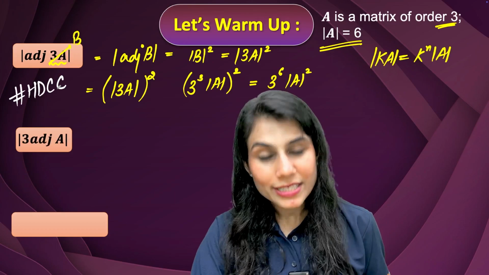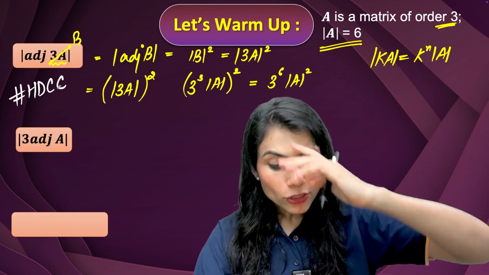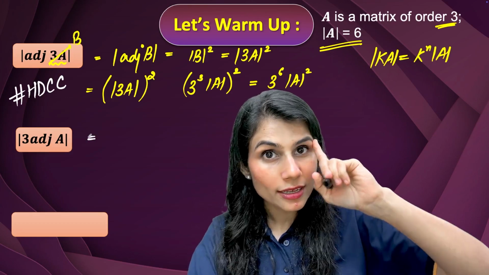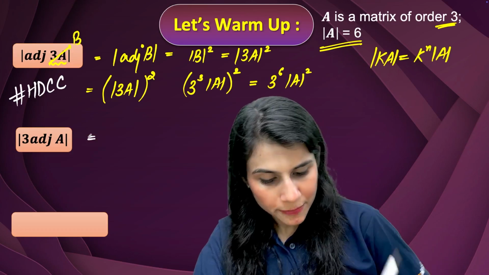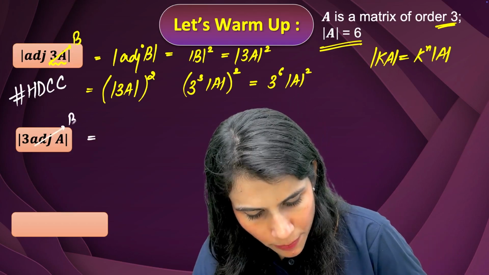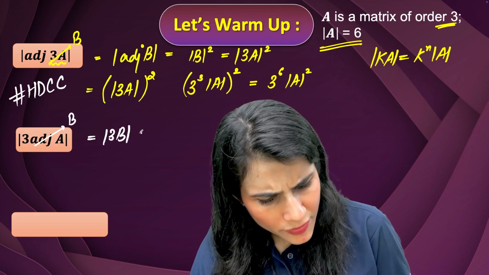Up next, what is the next one? Slight variation, slight modification, determinant of 3 times adjoint of A. What is happening now? Again, careful, okay? The antennas have to be actively up all the time. Determinant of 3 times adjoint of A. Again, you can treat adjoint of A as a matrix B. This will look like 3B. And this is very much familiar.